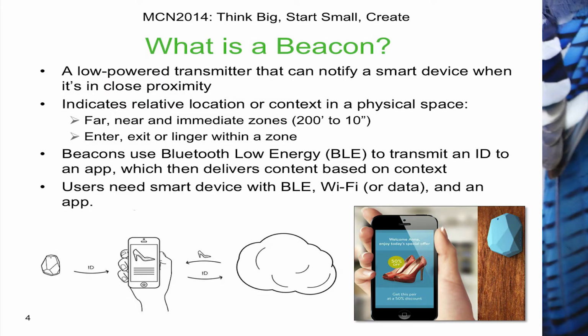So what exactly is a beacon? A beacon is a low-powered transmitter that can notify a smart device when it's in close proximity. It indicates the relative location or context of the physical space, and it can have a far, near, or immediate zone, ranging from about 200 feet with an accuracy of up to 10 inches. It also lets you linger, exit, or enter within a zone, and so between the two of those things, it gives you this great microlocation and context.